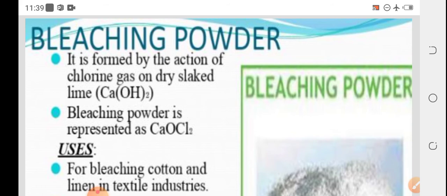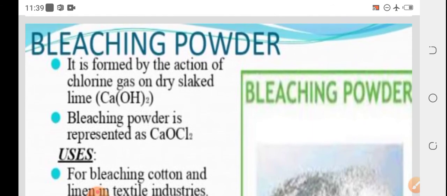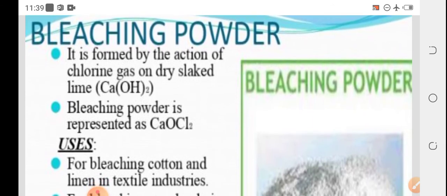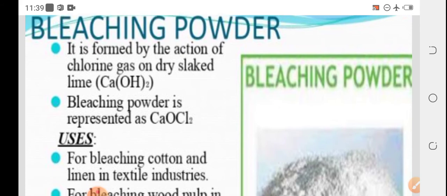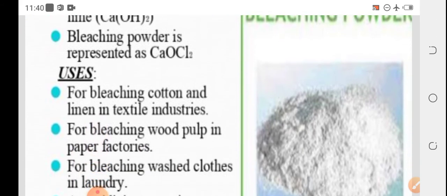Bleaching powder. It is formed by the action of chlorine gas on dry slaked lime. What is the formula of slaked lime? Ca(OH)2. It is formed by the action of chlorine gas on dry slaked lime. Bleaching powder is represented by CaOCl2.